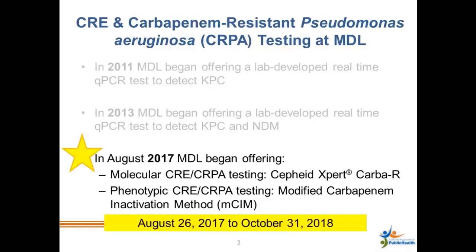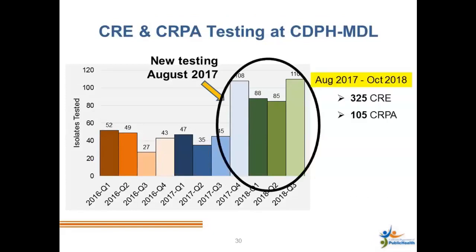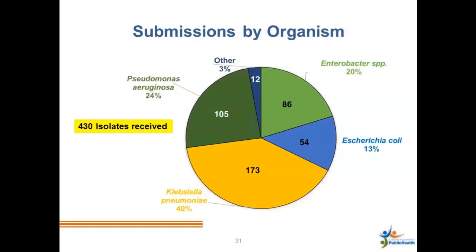Today, we will be sharing with you the results of the molecular and phenotypic CRE, CRPA testing performed by MDL from August 2017 to October 2018. Following introduction of the molecular Xpert Carba-R and phenotypic mCIM testing, we had an approximate doubling of the CRE and CRPA submitted to MDL for testing. I would like to now go into more detail on the results of the 325 CRE and 105 CRPA that MDL received for testing between August 2017 and October 2018.